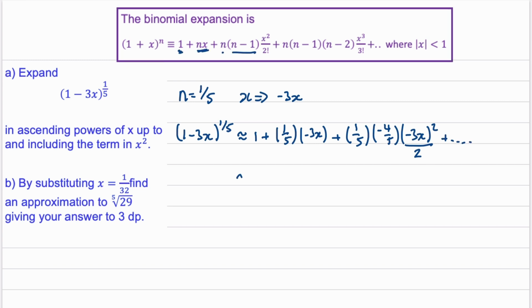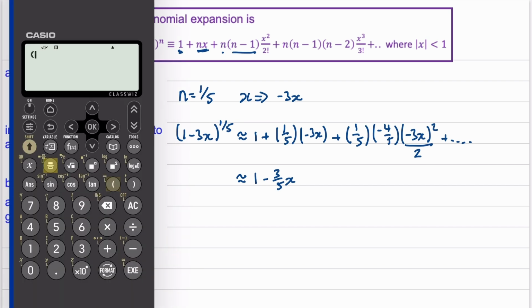So now we can tidy this up. This will be 1. For the x term, we'll get −3/5. And then for the x squared term, I can work this out on my calculator. We'll have 1/5 multiplied by −4/5 multiplied by (−3) squared, all divided by 2. And this will give us −18x²/25. Okay? So this is the expansion.